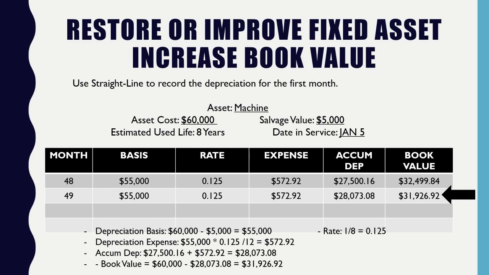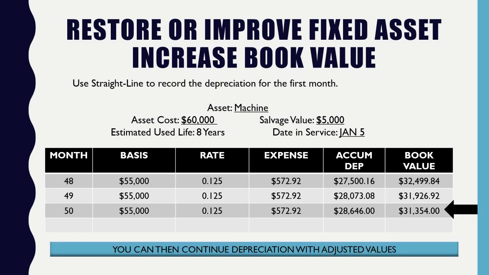And you're going to get a different depreciation rate, expense, and everything, because now it's 1/8 instead of 1/5. Okay? So you're going to go through all the things again to get to the conclusion that now your book value should be 31,926. Okay? So that's the two methods that you can do to calculate depreciation when you add any fixtures or restorations.